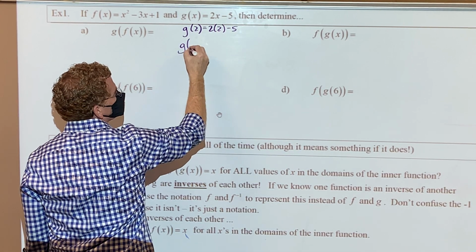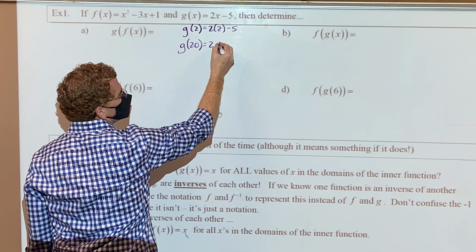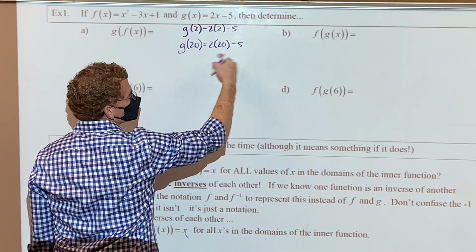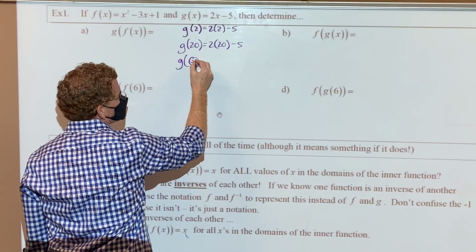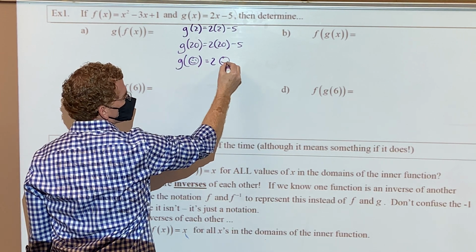What if I said g of 20? What would you have done? Plug in 20 for x and simplify. What if it said g of happy face? What would you have done? 2 happy face minus 5.